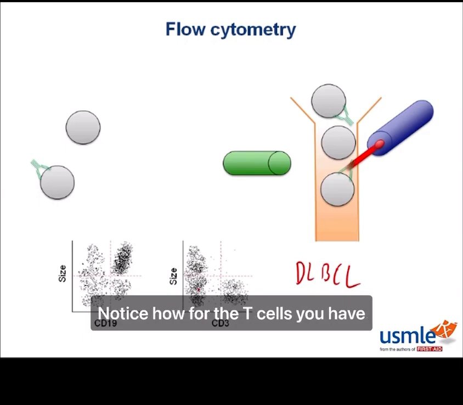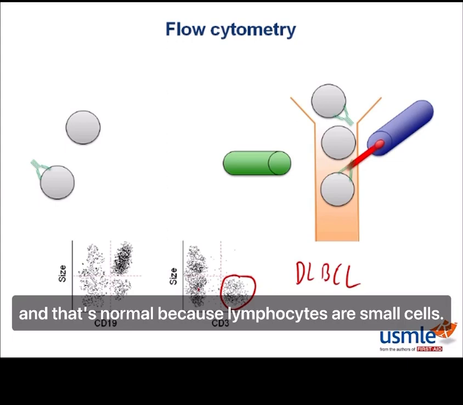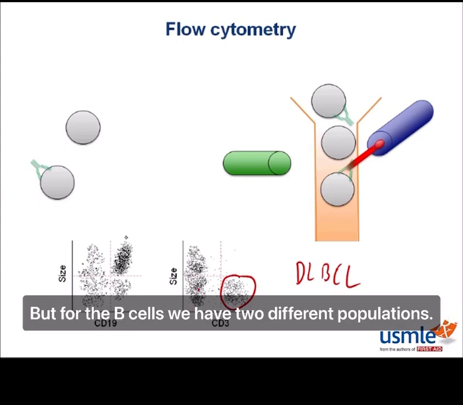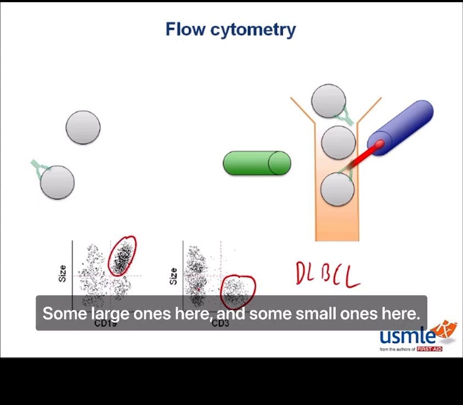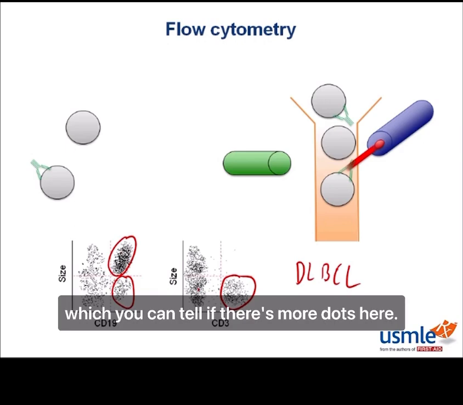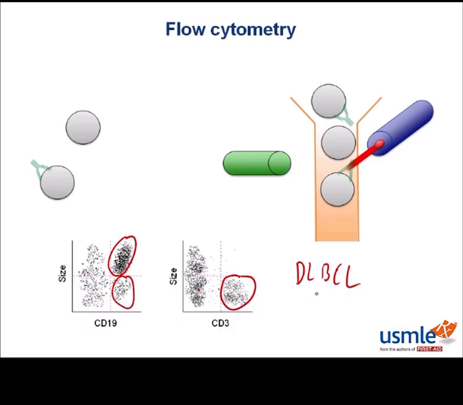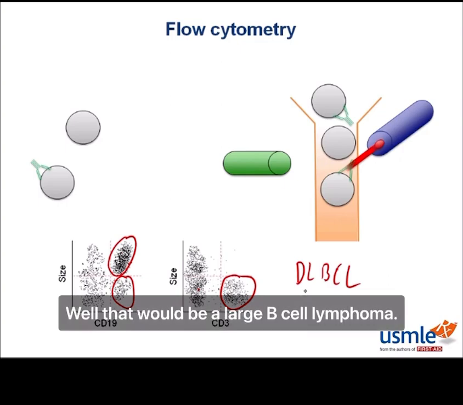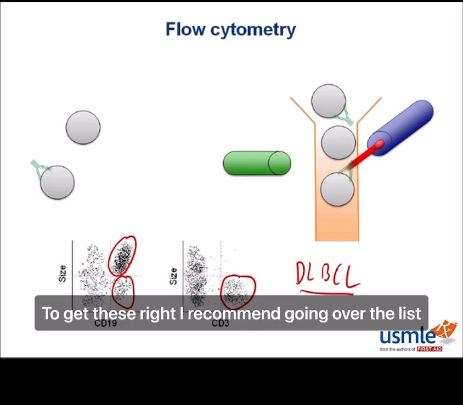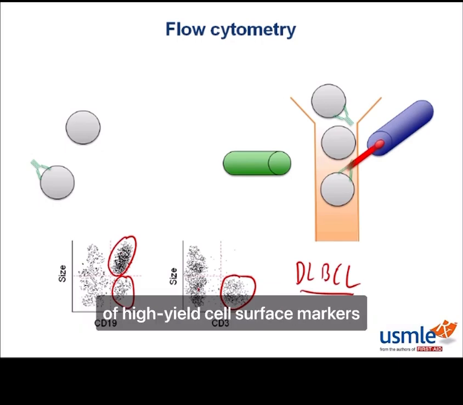Notice how for the T cells you have only these relatively small cells, and that's normal because lymphocytes are small cells. But for the B cells we have two different populations, some large ones here and some small ones here. And there's a lot more large ones than small ones, which you can tell because there's more dots here. So in what condition would you have a bunch of large B cells? Well, that would be a large B-cell lymphoma. To get these right, I recommend going over the list of high-yield cell surface markers that correlate to different cell types, which are in the immunology chapter.